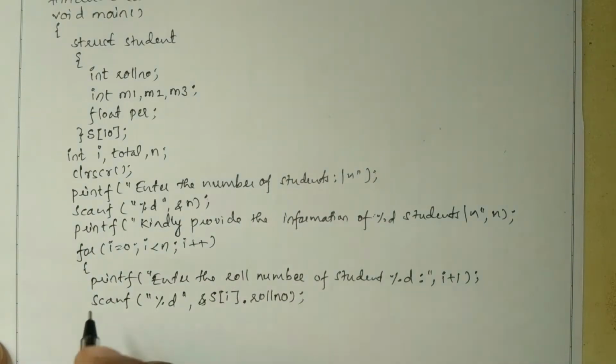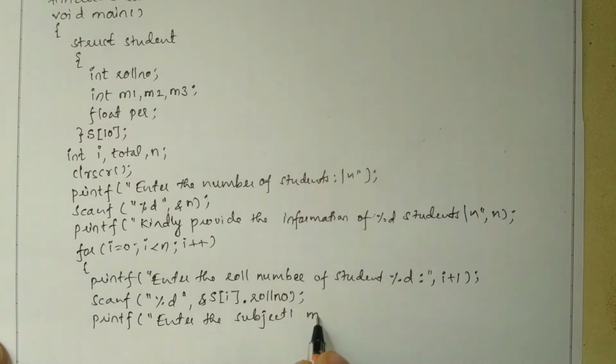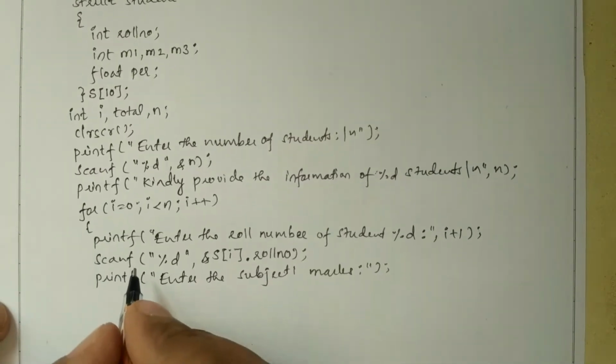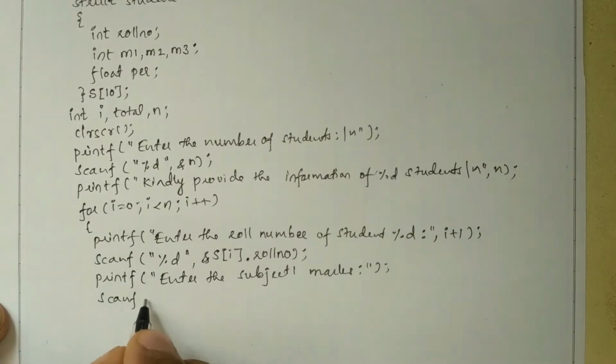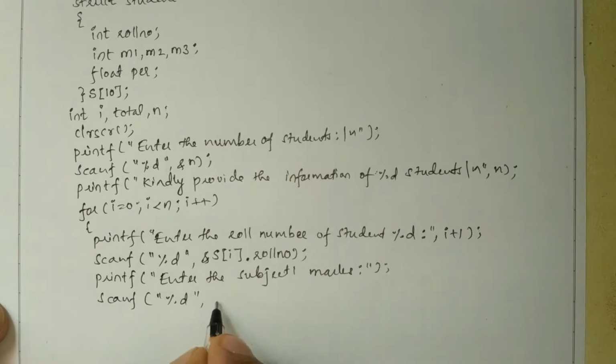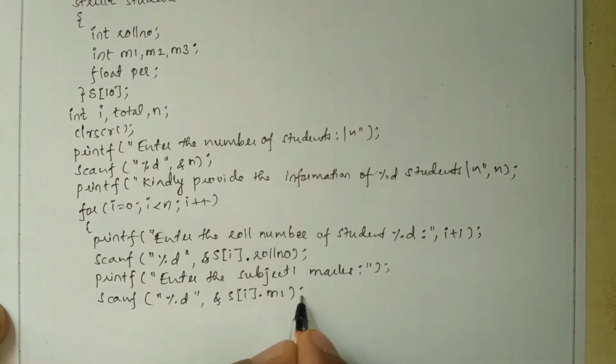So next put semicolon. Again we'll write a printf statement to ask the user to enter the subject marks. Here I'm going to write enter the subject 1 marks, and the double quotation mark, put semicolon. Next I'll receive the value for m1. So in a double quotation mark %d, ampersand s of i dot m1. m1 is a member of the structure definition.